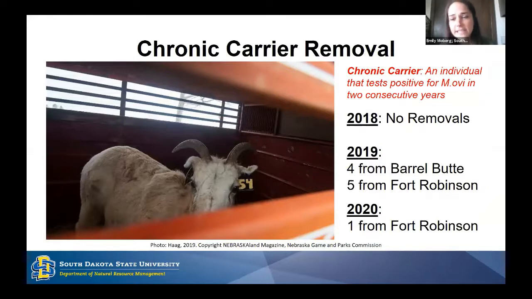So in 2018, we didn't do any removals. 2019, we removed 9 from the Pine Ridge. And then in 2020, we still had 1 last chronic shedder, or chronic carrier. So we removed her from the Fort Robb, and there were no more in Barrel Butte.